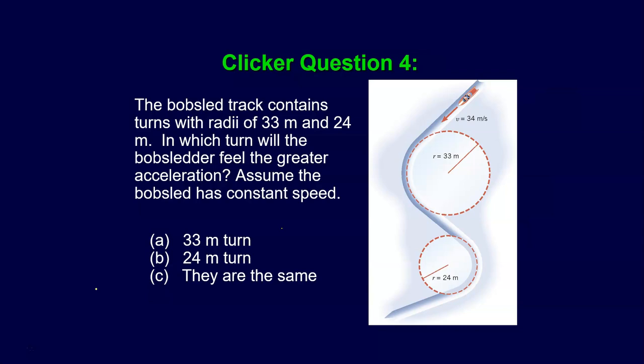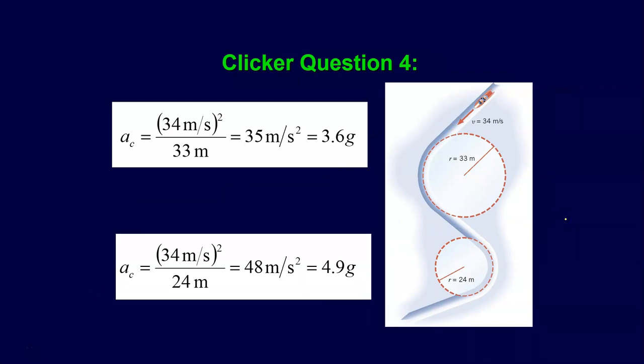Okay, so for this one here, I got the 24-meter turn. So let's unpack this a little bit. Here we can actually just go through and calculate. Again, we're assuming that the bobsled is moving with a constant velocity, as we were discussing before. And so what we can do is use our equation a equals v squared over r. For the first turn, that would be 34 squared divided by 33, and you get an acceleration of 35 meters per second squared. And for this one, 34 squared divided by 24, you get an acceleration of 48 meters per second squared.